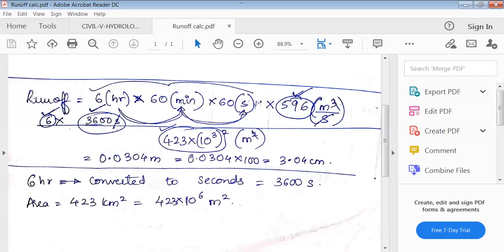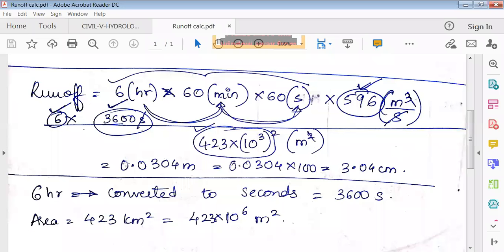Finally you have to put it in the formula and calculate. So it is 6 into, this value, that is we are converting into seconds, so you have to convert into seconds. So we've converted the hours into seconds and area into meter square. So it is now 6 into 3600 into 596 divided by 423 into 10 to the power 6.